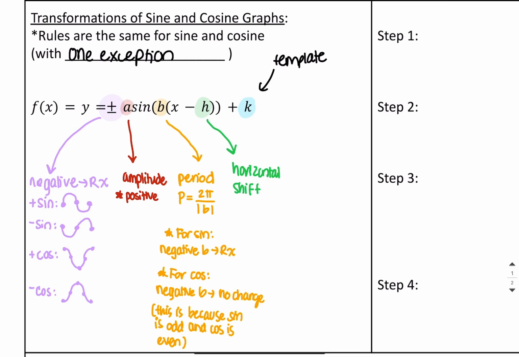And then the last thing that I have is the plus k on the outside. So if I add or subtract something on the outside, that's going to tell me a vertical shift. So it's either going to be up or down. If it's positive, it's going to be up. If I'm subtracting a number on the outside, the whole graph is going to be moving down.